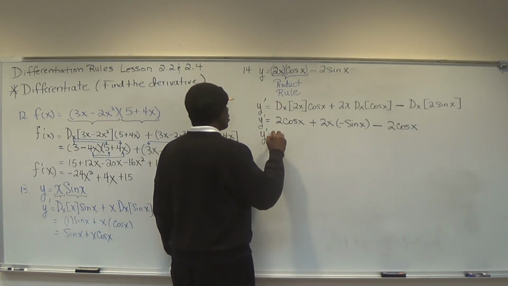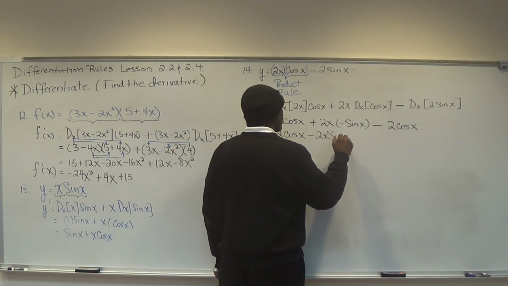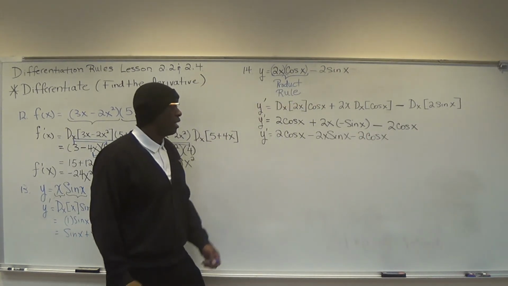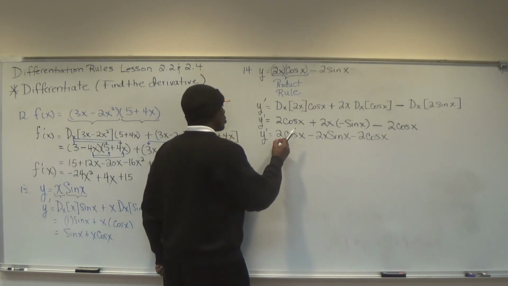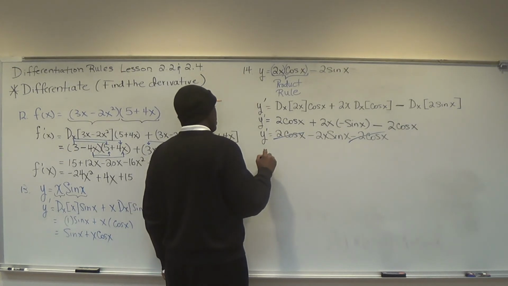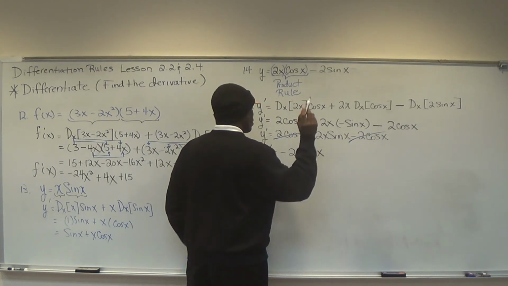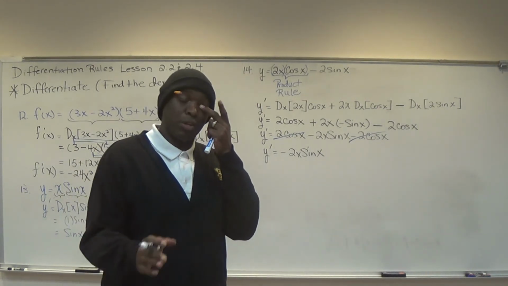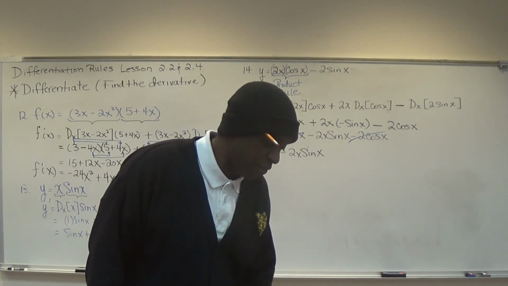So y prime is going to equal 2 cosine x minus 2x sine x minus 2 cosine x. And if you notice, 2 cosine x minus 2 cosine x cancels out. And so y prime simply equals negative 2x sine x. And there is the answer. It's not too bad. It's pretty straightforward if your derivative is correct. You shouldn't have much of a problem if your derivative is correct.